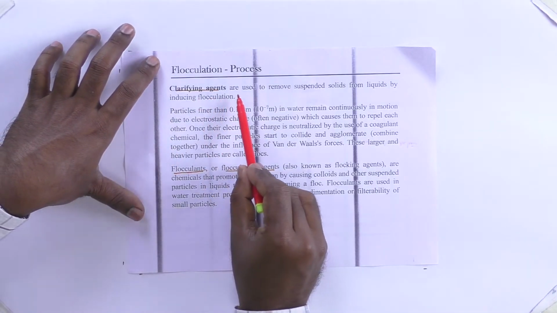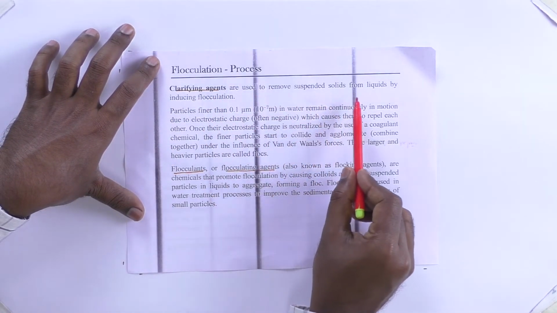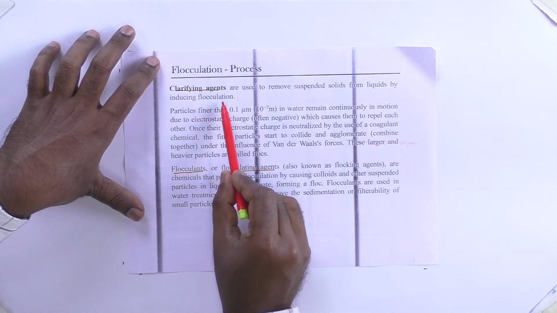So the chemicals which you are going to use to make these flocks or flakes are called flocculating agents, or you can call them clarifying agents, or flocculants. So these three are the same. These are the chemicals which you will use to settle down the particles, or to make the particles join together. Three or four particles will join together so that it will become a flock, or you can call it flakes. So clarifying agents are used to remove suspended solids from liquids by inducing flocculation.